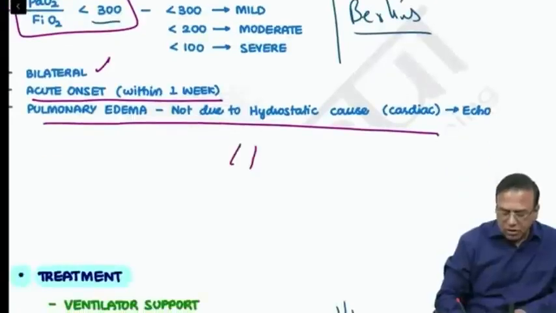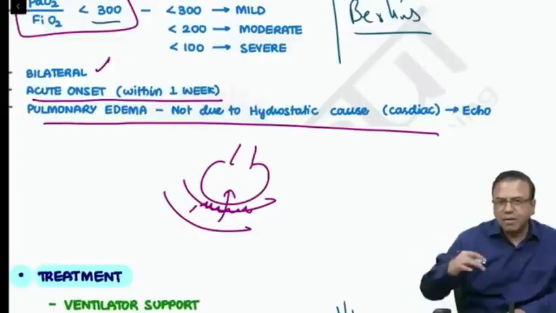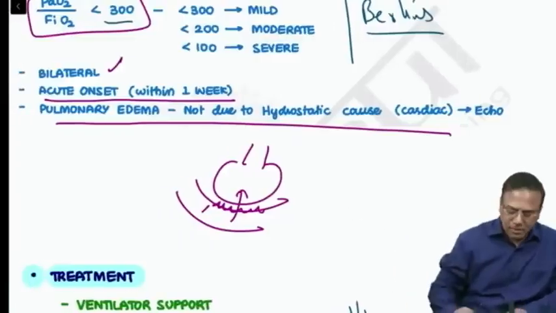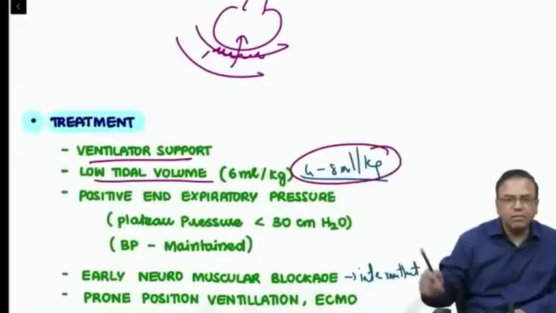In ARDS, the attack should occur primarily at the level of the capillary. The capillary should be disrupted, causing exudate. It should not be back pressure from the heart causing pulmonary edema. The treatment is mainly ventilator support, and the tidal volume is kept between 4 to 8 ml per kg body weight.